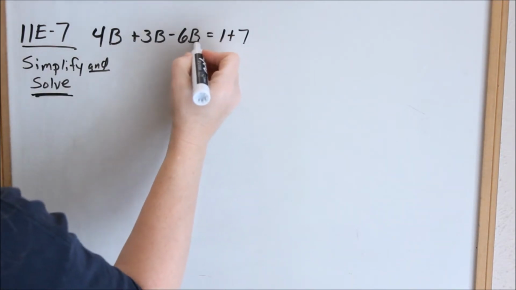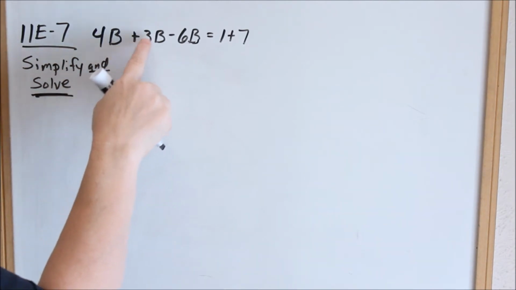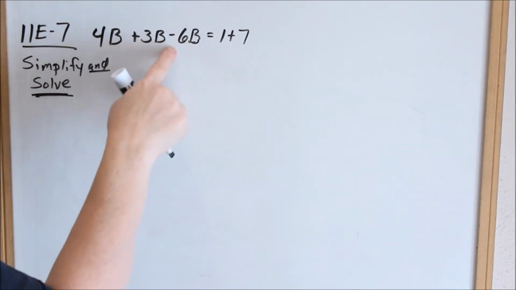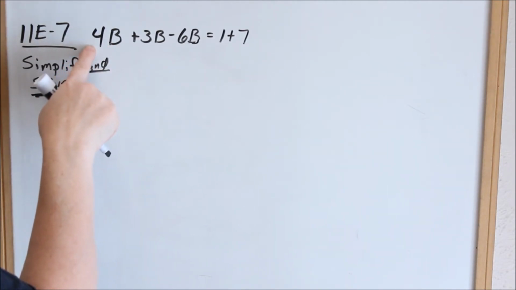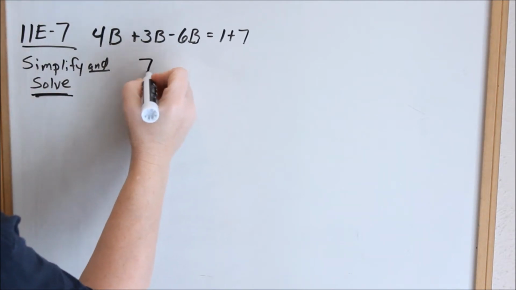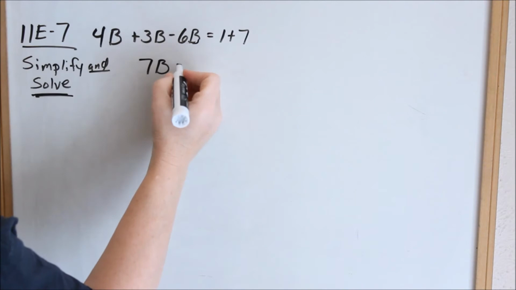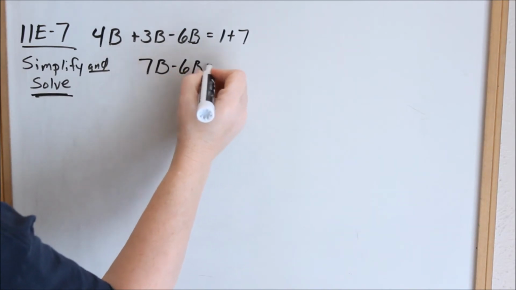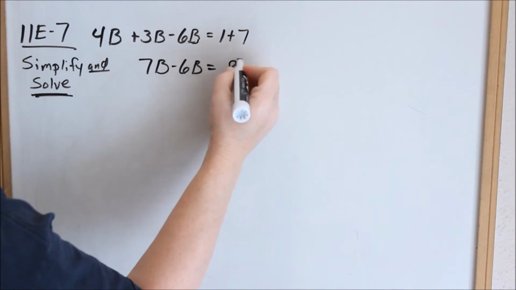So let's combine what we can on each side of the equal sign. So over here, if you notice, you have all B's. Okay, so all of my B's are together. 4B, this is a positive. When there's no sign, implied positive. Positive 4B plus a 3B would be a positive 7B. I'm just going to go one step at a time. Combining those two, now just rewrite my minus 6B. Combining numbers, I can add numbers to numbers. 1 plus 7, 8.